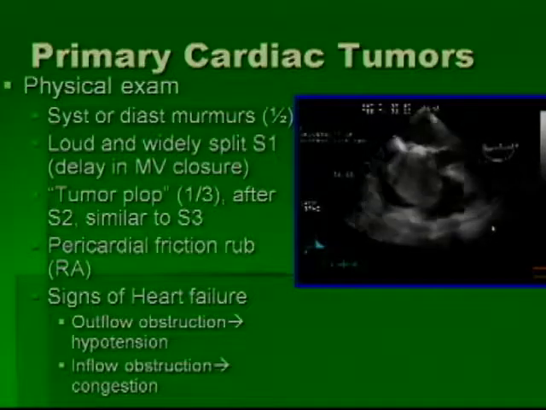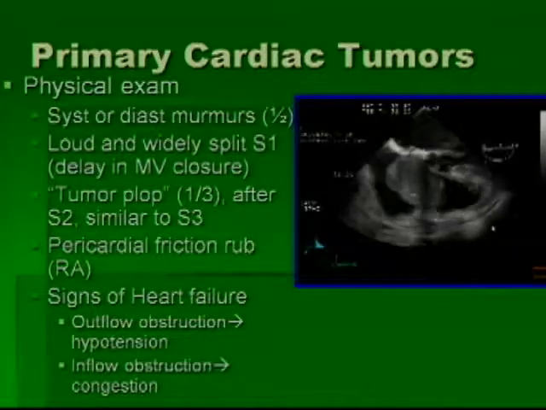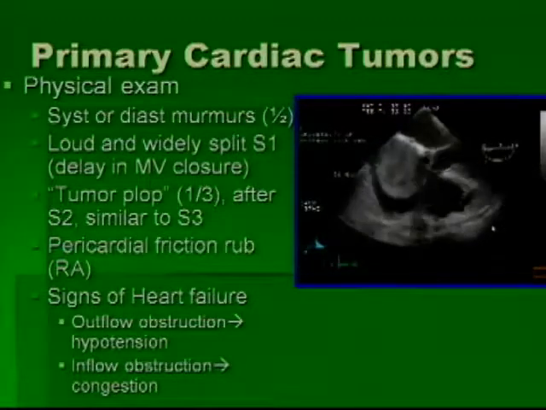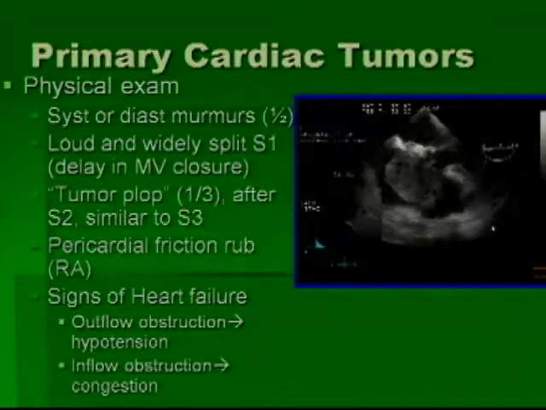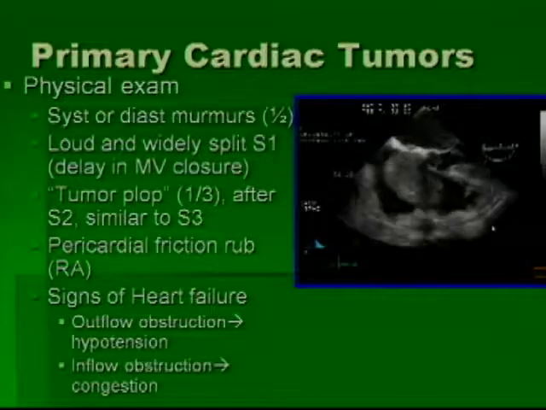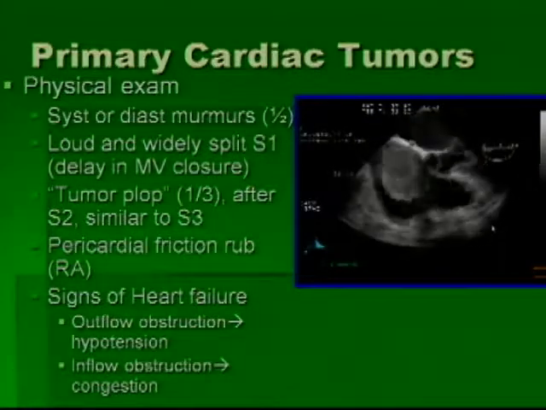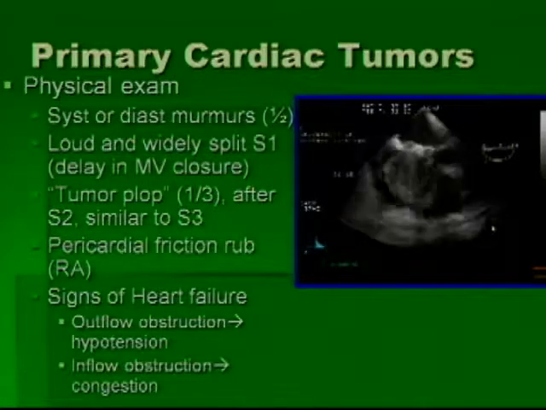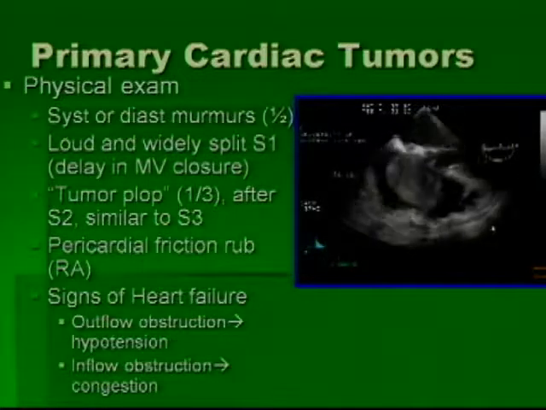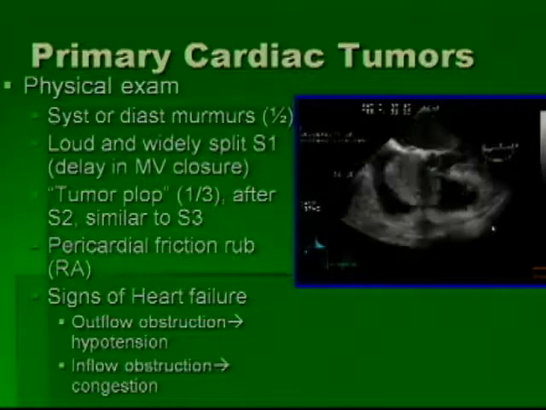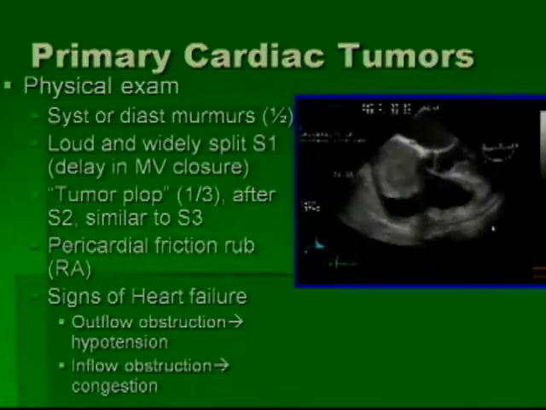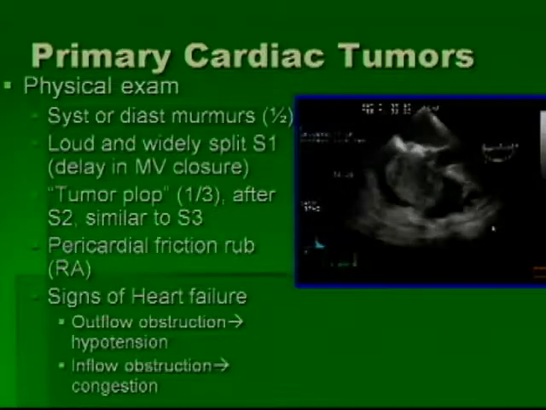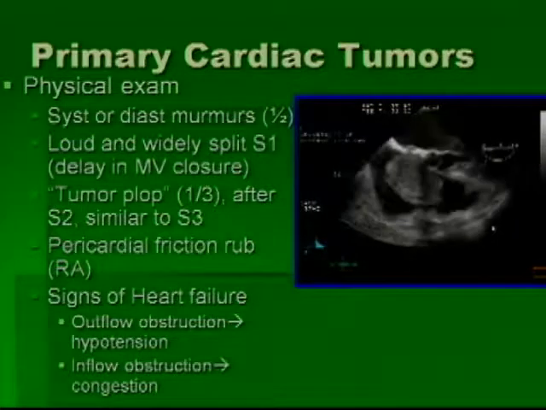Pericardial friction rub is common, especially in patients who have right atrial tumors. And then, of course, there are signs of heart failure, outflow obstruction leading to hypotension, inflow obstruction leading to congestion, either within the lungs or in the periphery. You can see an example here. This is a transesophageal echocardiogram. There's an extremely large mass that's attached to the inner atrial septum, and it exhibits that wrecking ball effect on the tricuspid valve.